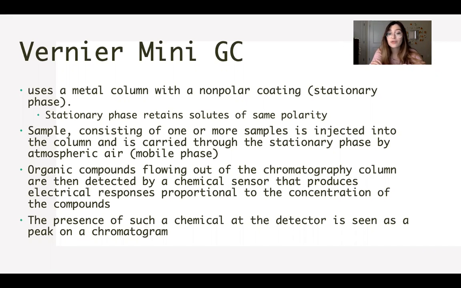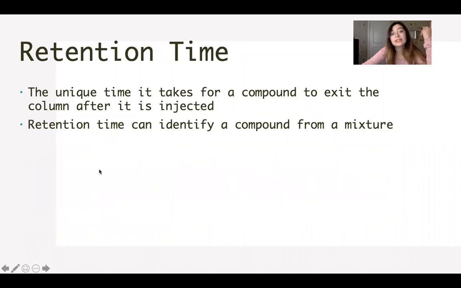Organic compounds flowing out of the chromatography column are then detected by a chemical sensor that produces electrical responses proportional to the concentration of the compounds. The presence of such a chemical is seen as a peak on your graph. Retention time is the unique time it takes for a compound to exit the column after it is injected. Retention time can identify a compound from a mixture.